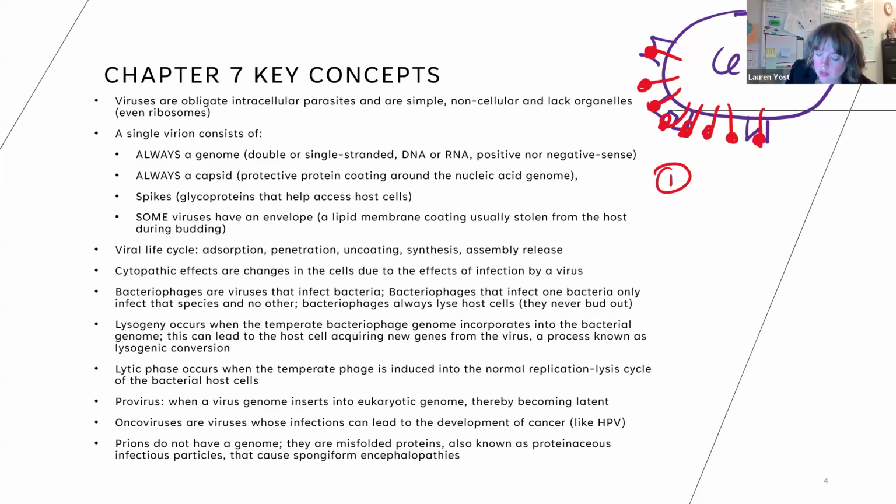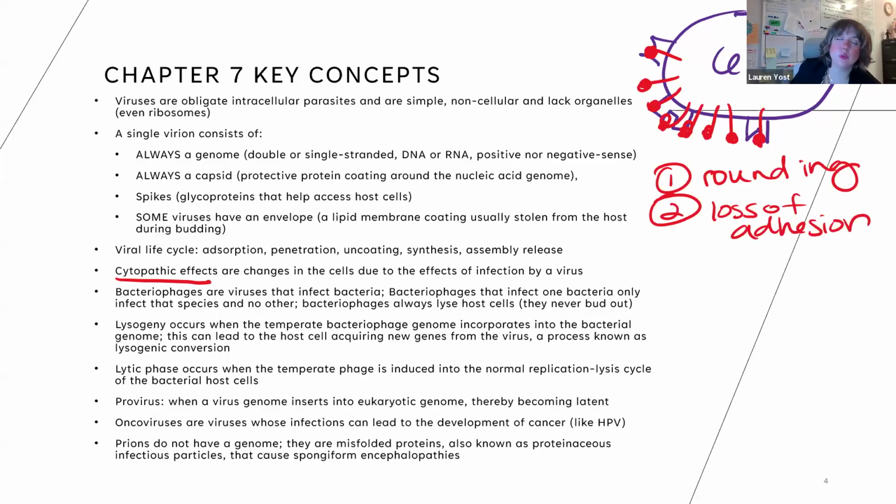This would include things like rounding of the cells, especially if we're thinking about muscle cells. They're not supposed to be round. They're supposed to be long and elongated and stretched out. We don't want to see them rounding up. Even skin cells shouldn't be rounding up. They're nice and flat. That would be an effect of cytopathic changes, okay?